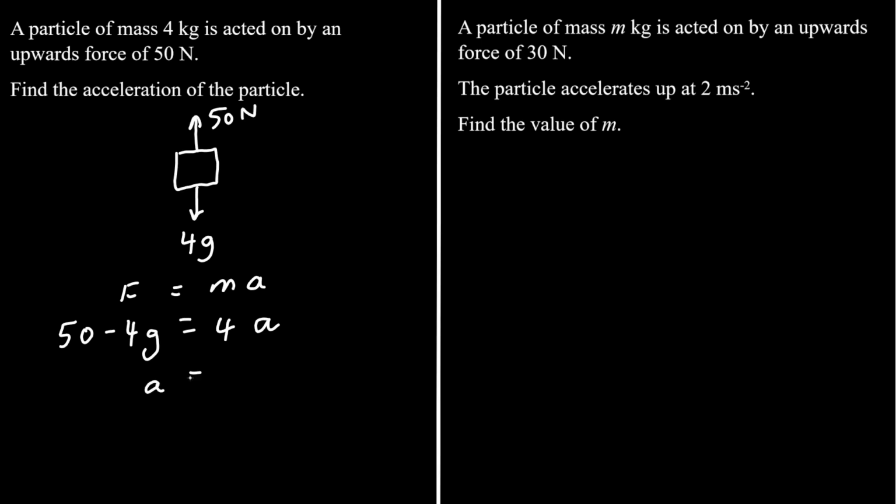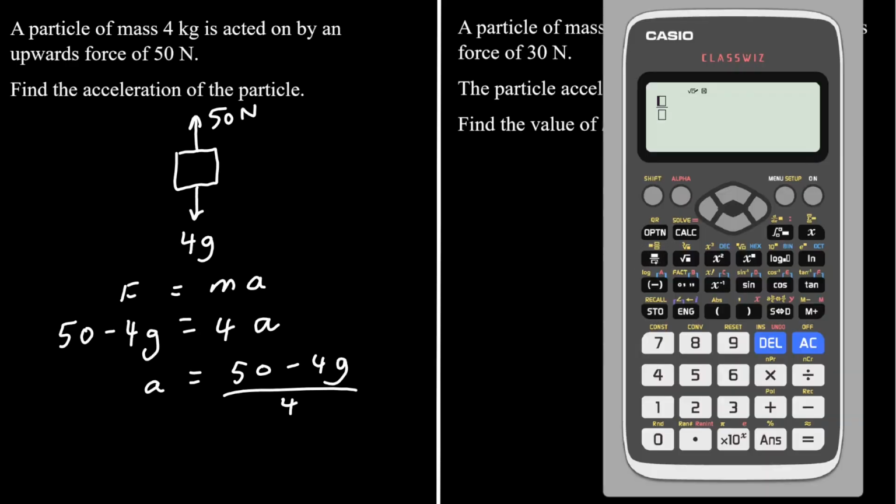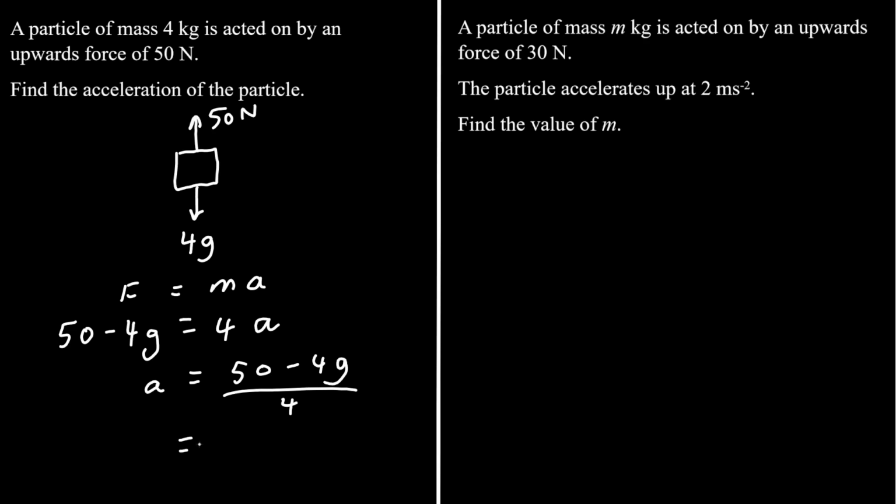So the acceleration is going to be 50 minus 4g divided by 4. If we type it into the calculator, let's get 50 minus 4 times 9.8 over 4. We get 2.7 meters per second squared. Remember, we wouldn't give it to more than two significant figures because we used a rounded value of g, 9.8. One for you to try. Give it a go.